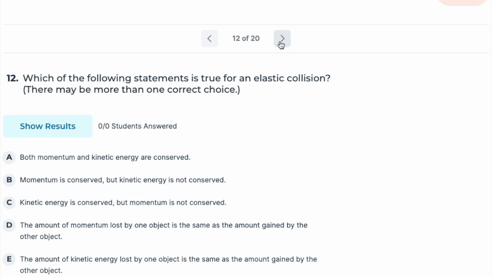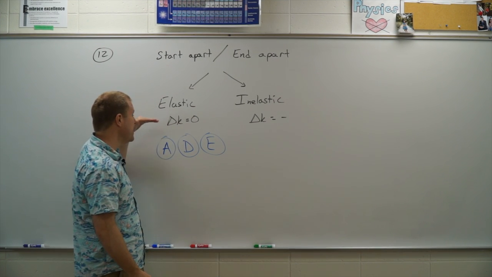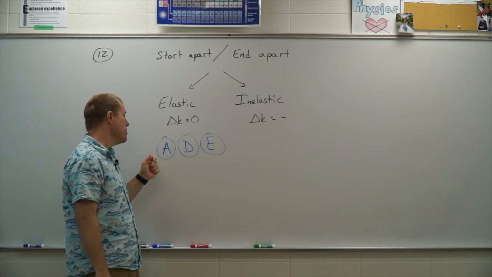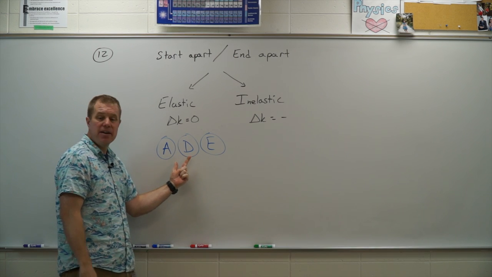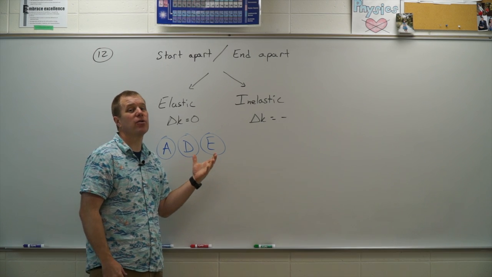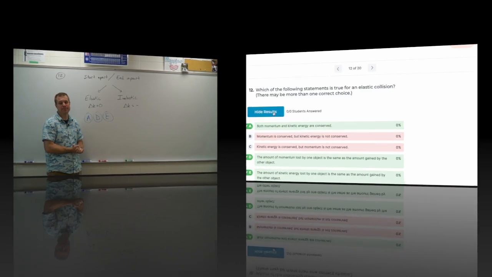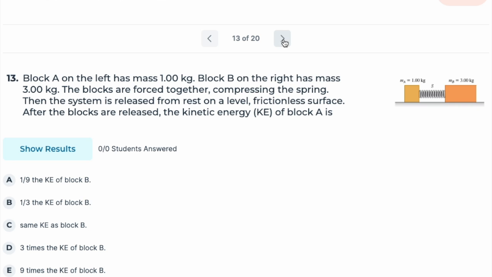Which of the following statements is true for an elastic collision? There may be more than one correct choice. Okay, so it's elastic, meaning the change in kinetic energy is zero, meaning not only are momentum and kinetic energy conserved, but if one loses momentum, the other one gains that momentum. If one loses kinetic energy, the other one gains that kinetic energy. Yes, both momentum and kinetic energy are conserved in those elastic collisions, so any momentum lost by one is gained by the other. Any kinetic energy lost by one will be gained by the other.